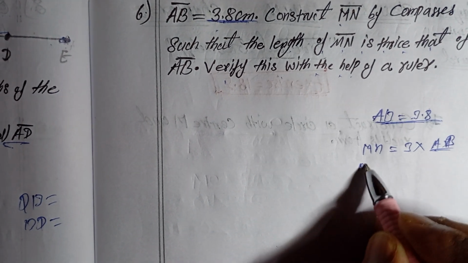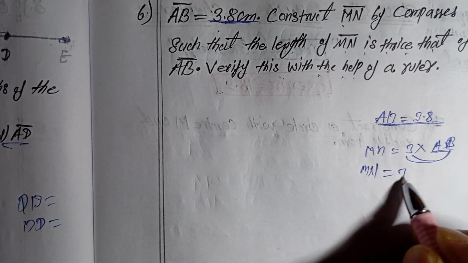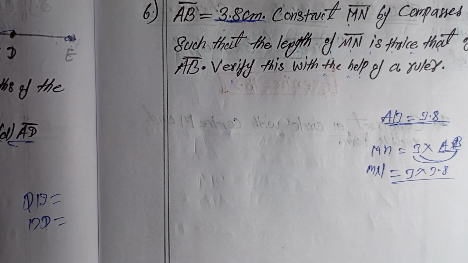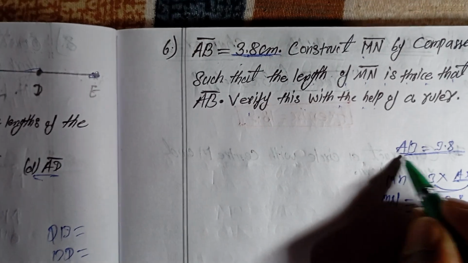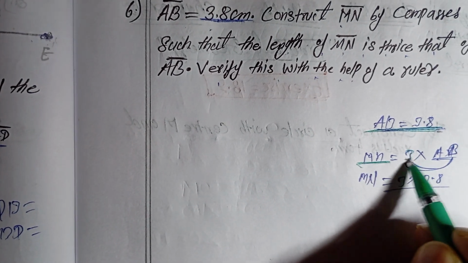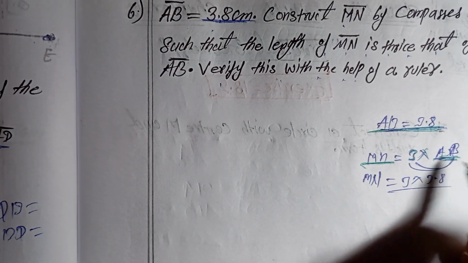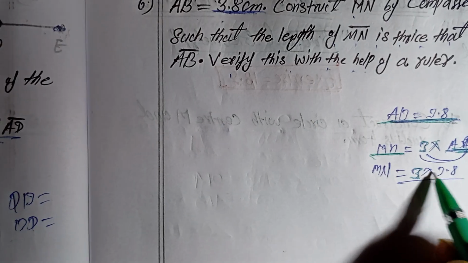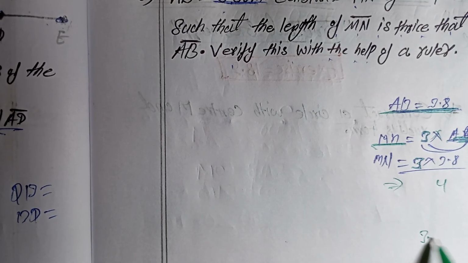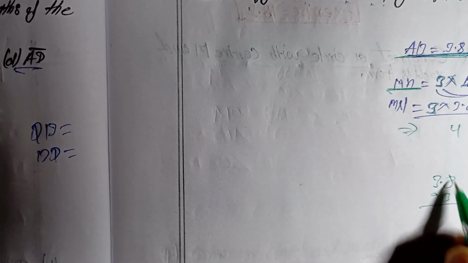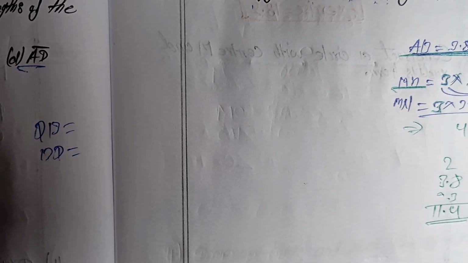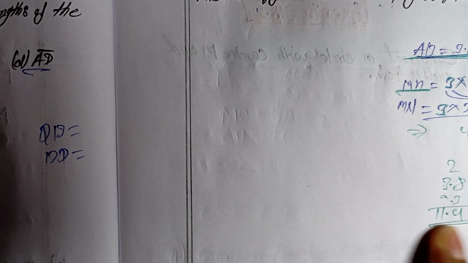It means that the MN distance will be, if you multiply, the distance of AB, which is 3.8, by 3. Understand first of all: this question is telling that the distance of AB is 3.8, and the MN distance will be 3 times AB. So if you multiply 3.8 by 3, 8 threes are 24, and 3 threes are 9, 10, 11, so it's going to be 11.4. The total distance will be 11.4.